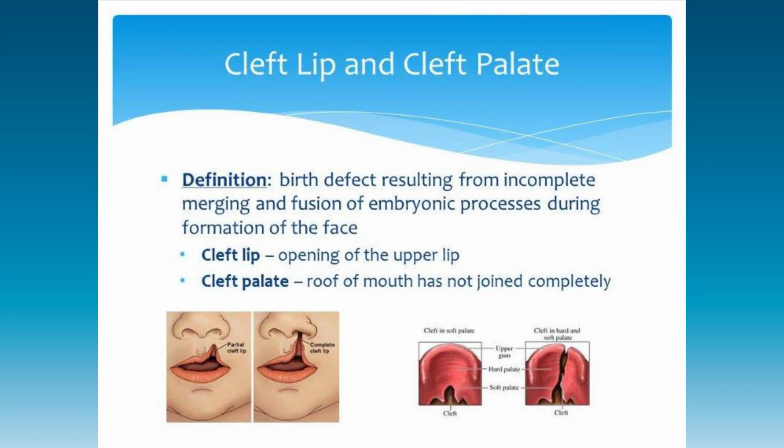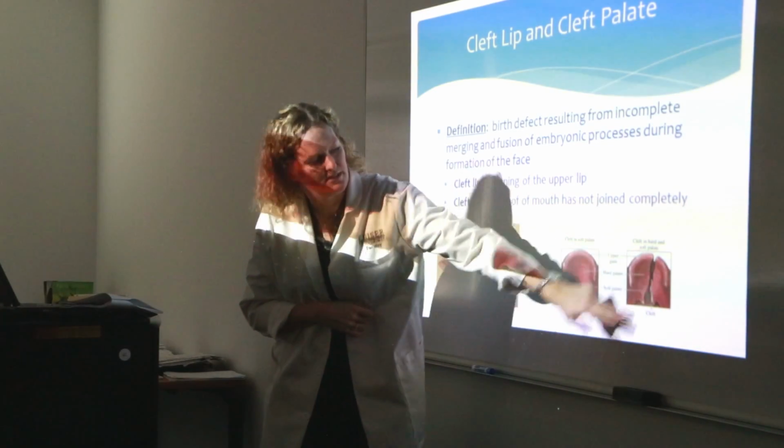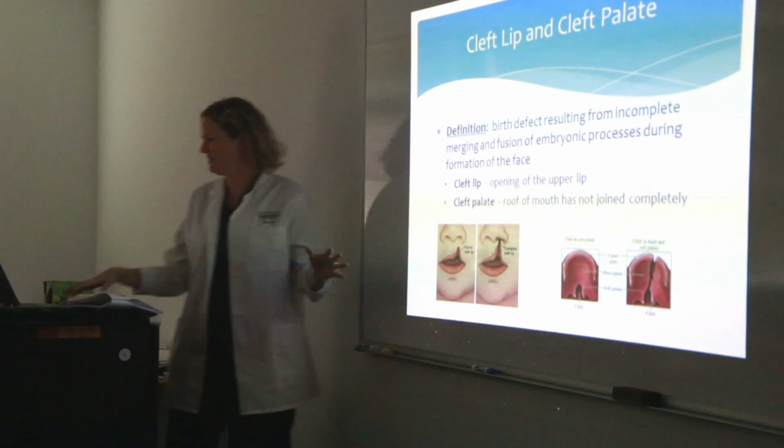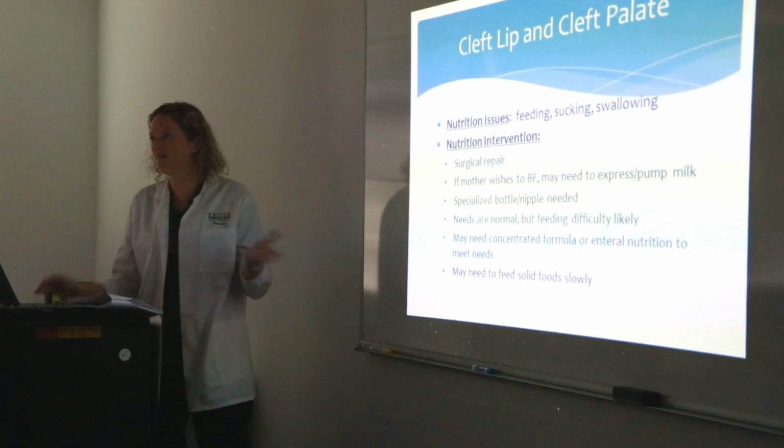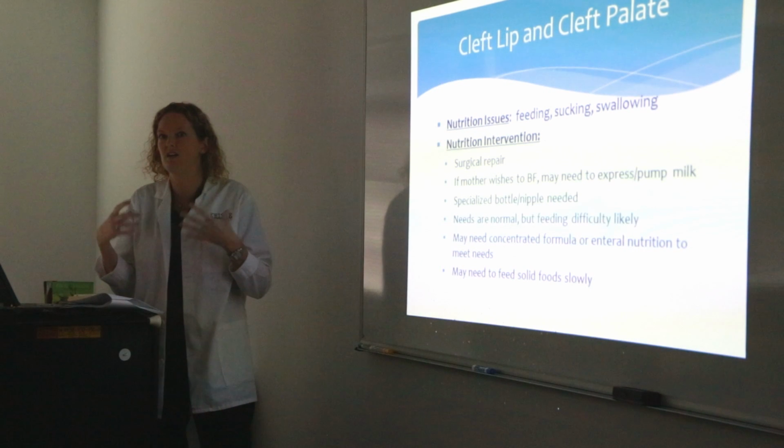Cleft lip and cleft palate, this is a birth defect. So it results from incomplete merging and fusion of the embryonic processes during formation of the face. So here's your cleft lip. This is a partial cleft lip. This is a complete cleft lip. Cleft palate on the right down there. So you have a cleft palate. This is just affecting the soft palate. This is going from the soft all the way to the hard palate. So as you can imagine, looking at those images, they're going to have some issues with feeding from a nipple, or breastfeeding, or sucking, or swallowing.